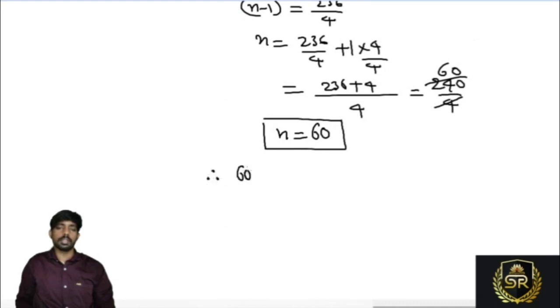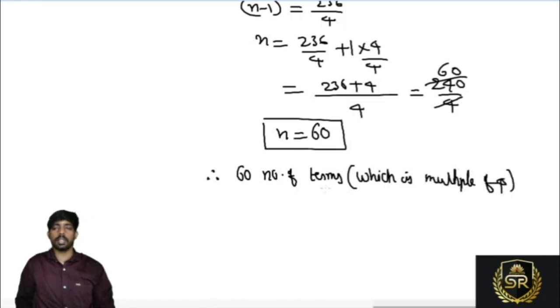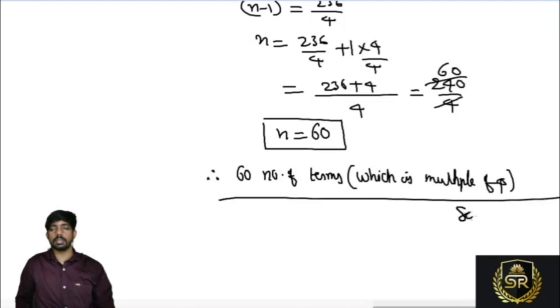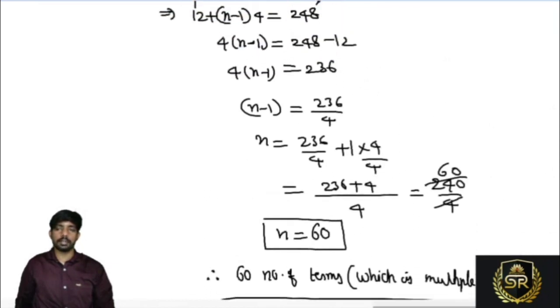Therefore 60 terms which are multiples of 4. Okay, that's all. This is the solution.